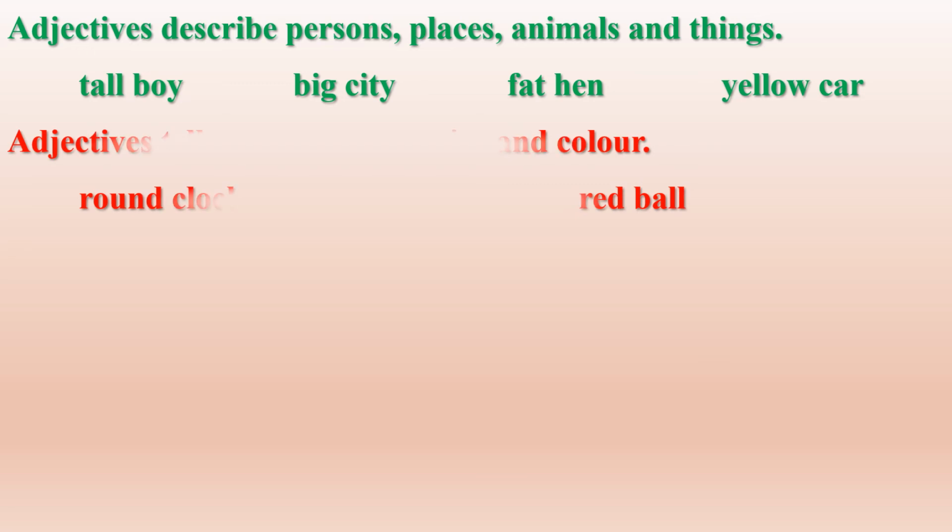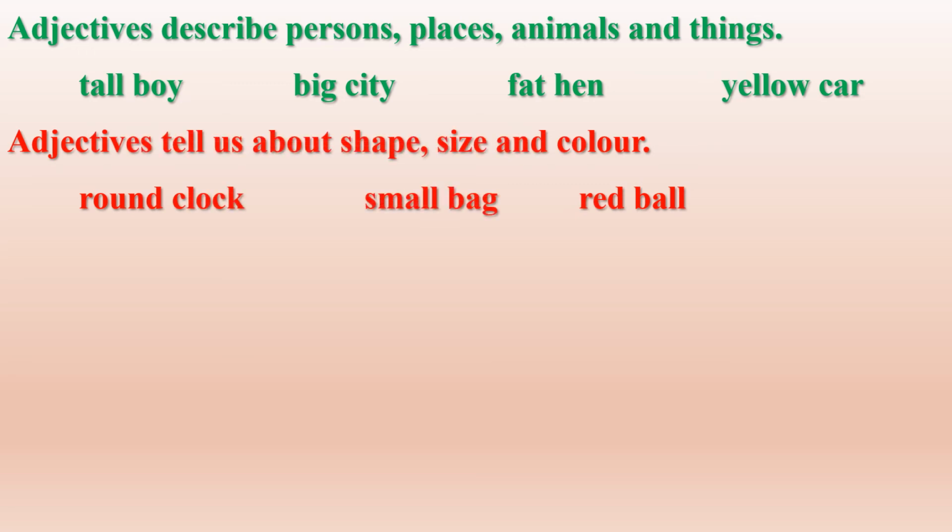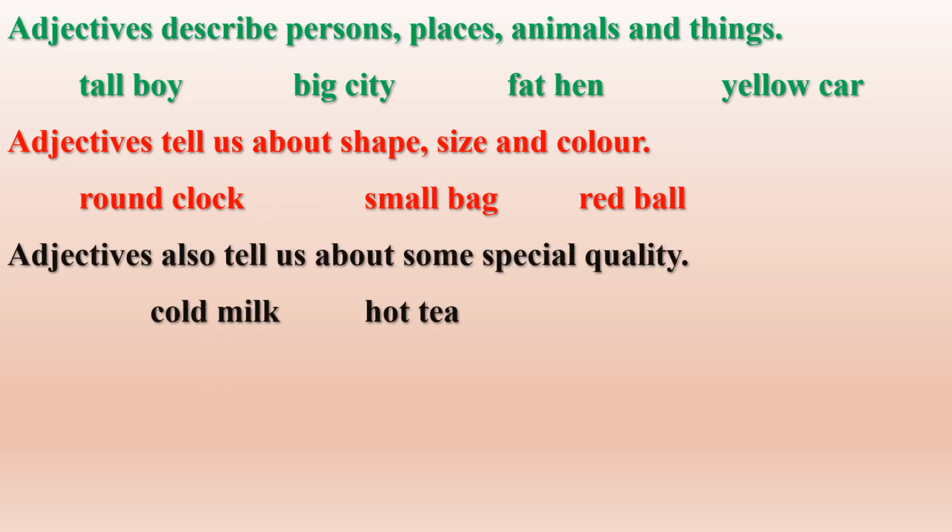The next one, adjectives tell us about shape, size and color. Already we have learned adjectives tell us about shape, size and color. Examples: round clock, small bag, red ball. So these are called adjectives, right? The next one, adjectives also tell us about some special quality. We already saw qualitative adjectives. Special quality means hot milk, cold milk and hot tea. In some situations we use adjectives for special quality. So these are also adjectives, right?